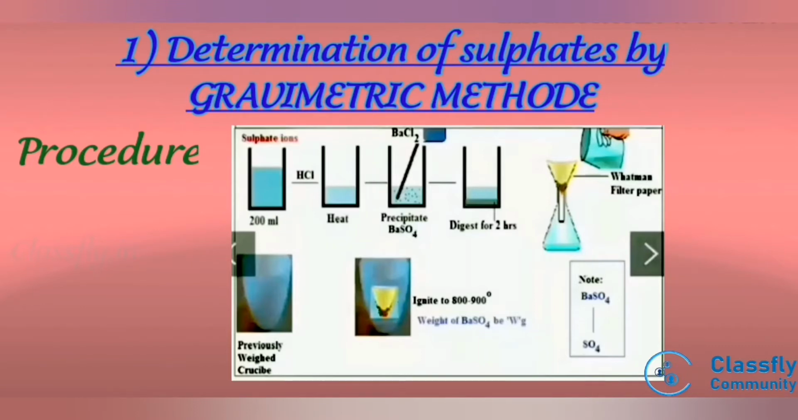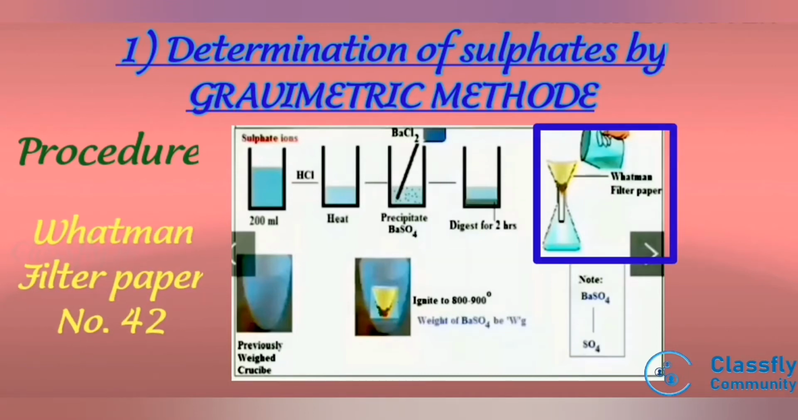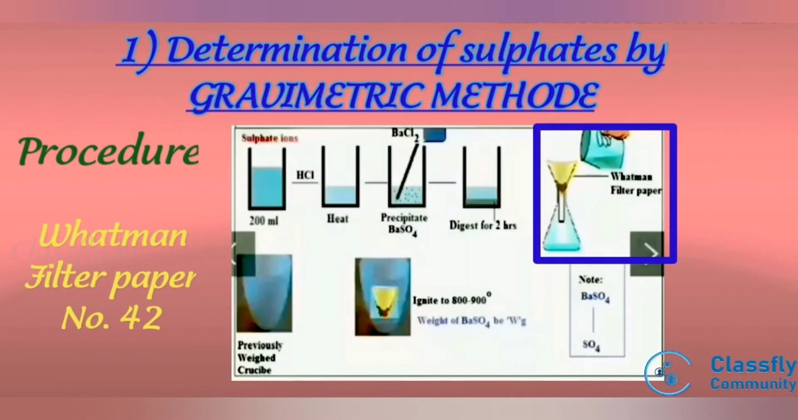About 10 ml of barium chloride solution is added dropwise with constant stirring. The precipitate, that is barium sulfate, obtained is digested for about 2 hours at around 80 to 90 degrees Celsius and allowed to stand until the precipitate settles down. It is filtered using Whatman filter paper number 42. It's an ashless filter paper.